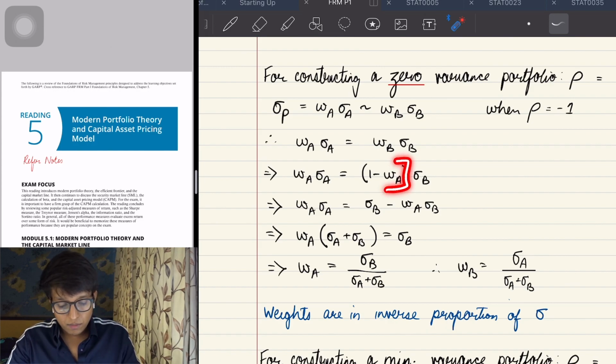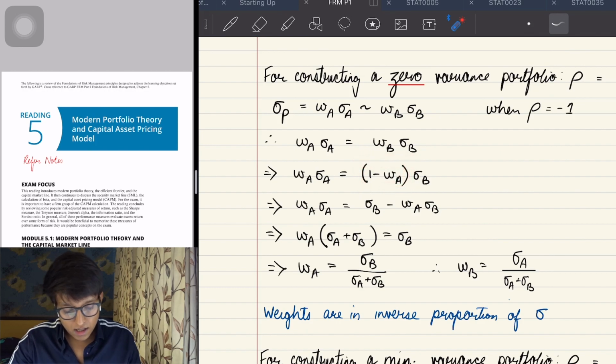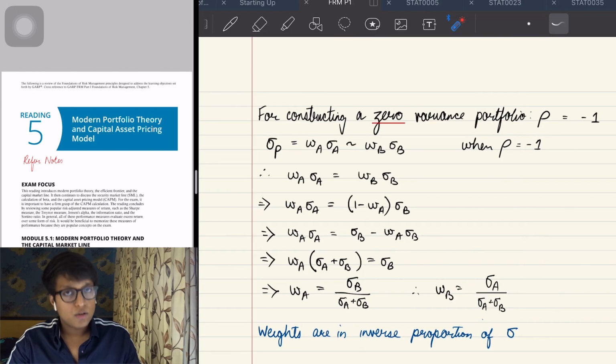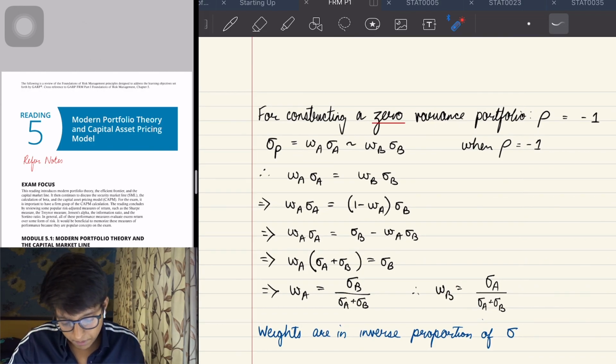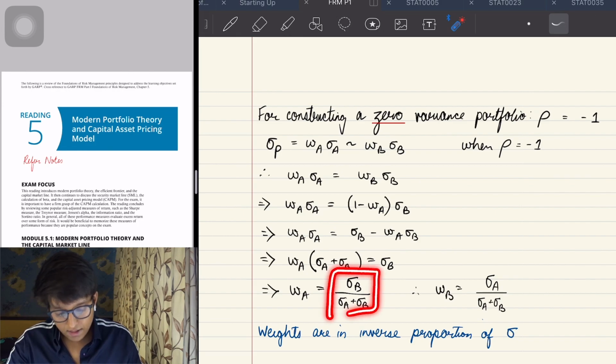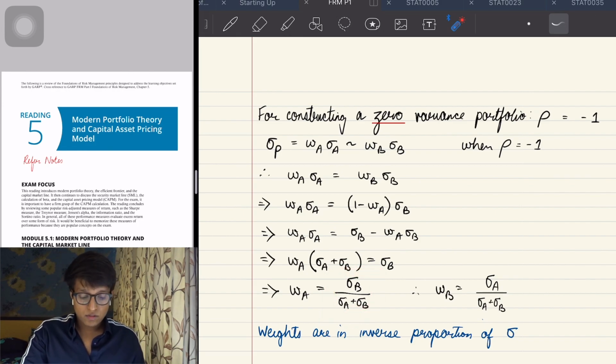So we can write this instead of WB. And then we go through this calculation. You open this bracket up and then you take terms to the other side. You can see through it at your own time, at your own pace. And then finally we derive this, that the weight of asset A is equal to the inverse proportion of their standard deviations. And this gives us the zero variance portfolio.